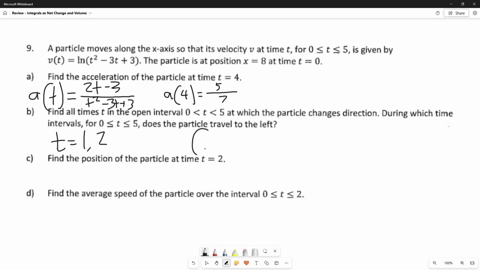It's from 1 to 2. It's traveling to the left. And that's our final answer. Part C is find the position of the particle at time t equals 2.